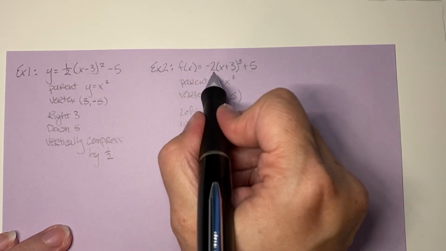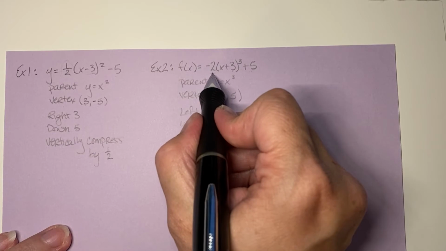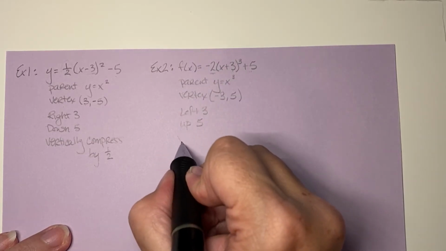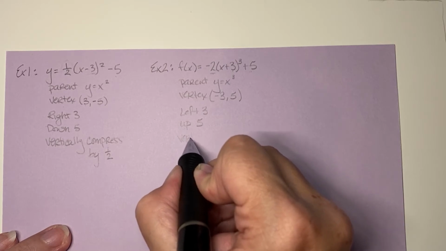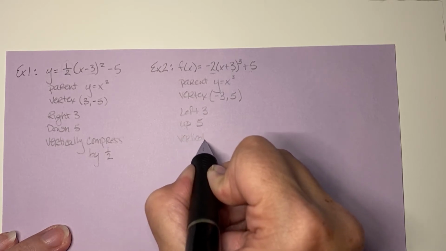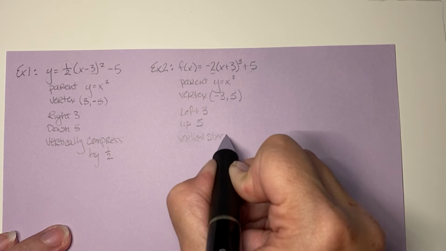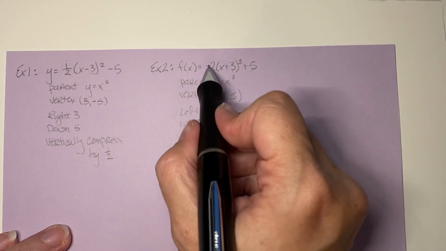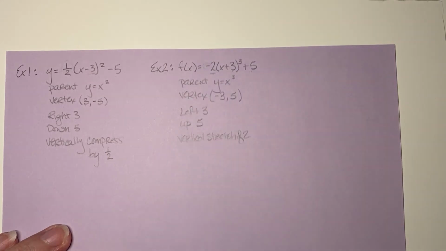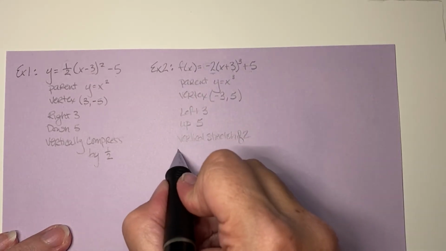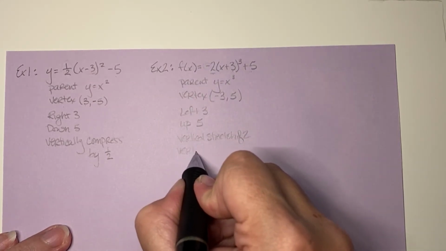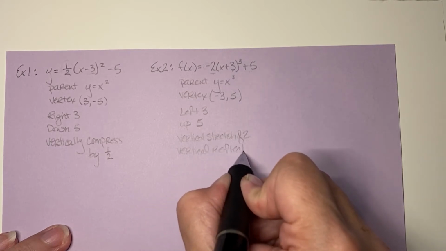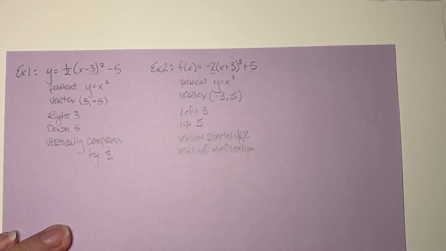And remember, the absolute value is what we're looking at. So the absolute value of -2 is 2, so we are going to have a vertical stretch of 2. The only thing left to talk about is that negative, so we're going to have a vertical reflection. And that's it.